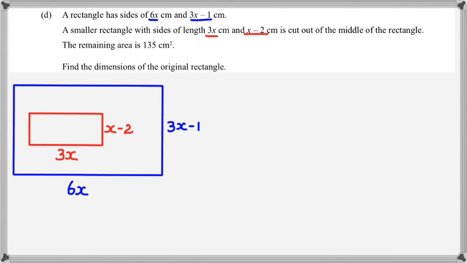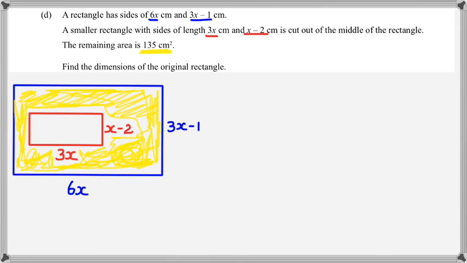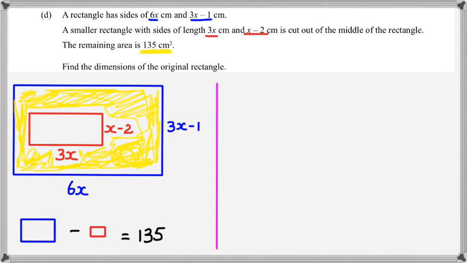Now it says the remaining area is 135 centimeters squared. In other words, I can just say the shaded yellow region is 135 centimeters squared. Now they're asking you to find the dimensions of the original rectangle, so they're actually asking you to find the size of the blue rectangle. What we know is, if we take the area of the blue rectangle and subtract the area of the red rectangle, we're going to end up with 135 centimeters squared.